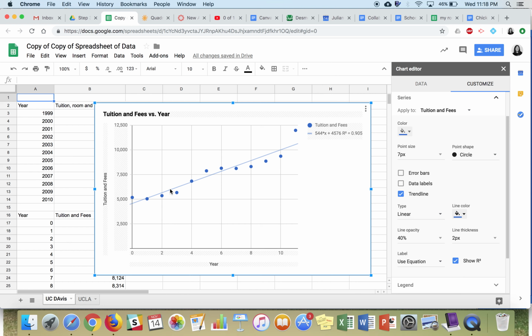So this is actually the best fit. So we can see right here, this is in slope-intercept form. So my equation would be y equals 544x plus 4,576. So there's the slope. That's how much it's estimating it's changing every year. There's the y-intercept, that starting amount. And I can see that my r squared is 0.905. So that's a 90% fit. And we said that was strong.